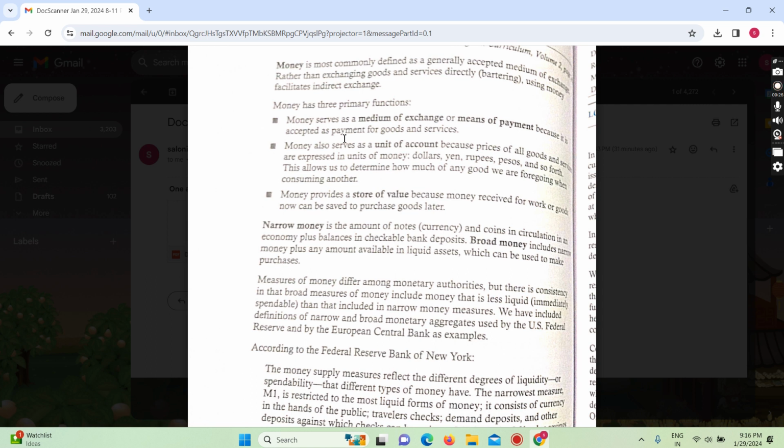So what is narrow money? Narrow money is the amount of notes, currency, and coins in circulation in an economy, plus the balance in checkable bank deposits.